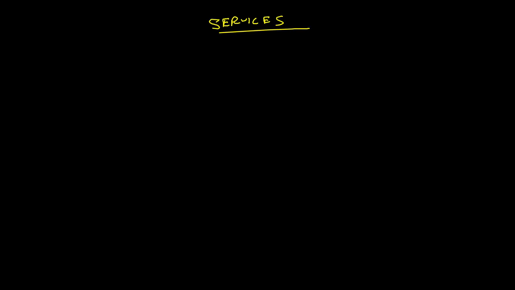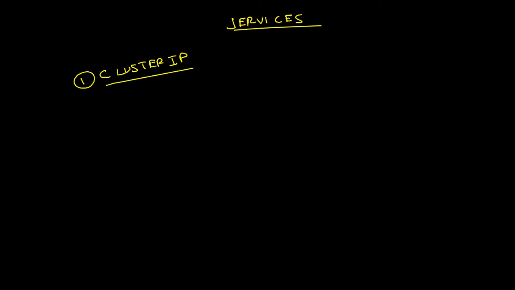Okay, so let's do a quick recap of what we have discussed in this video. We have discussed the services in Kubernetes. We have three types of services. The first one is called ClusterIP. ClusterIP is going to provide me a private IP only, and this is the inbuilt service of Kubernetes, and it is used for internal communication only within the cluster.